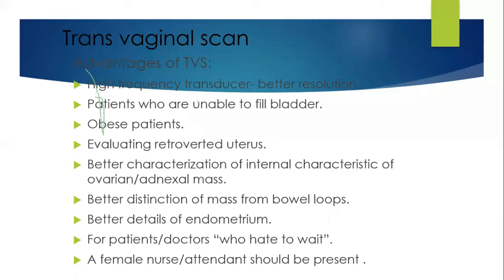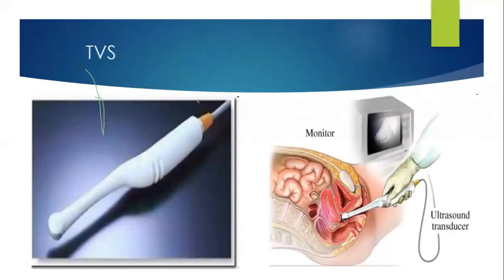Then for better characterization of the internal characteristics, very important for the ovarian masses. Is it a malignant mass or a benign mass? So a transvaginal scan is very, very important. To distinguish between a mass and an ovarian loop, very, very important. Better characterization of the endometrium. And then, of course, the most important thing is that if a male sonologist is doing an ultrasound, then we must have an attendant along with us.